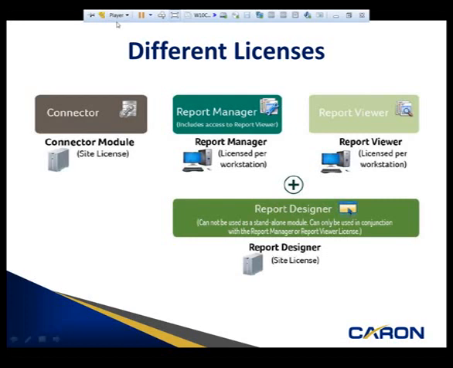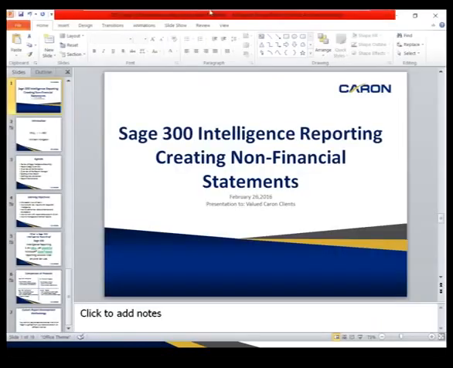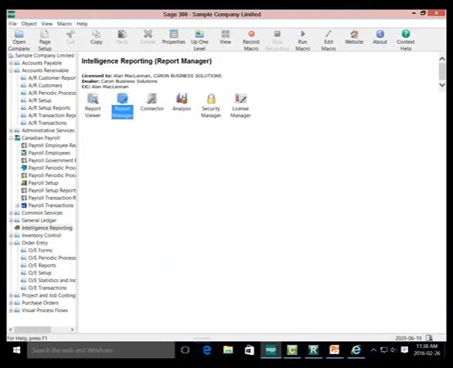Okay, we'll now move on to, let's get started. Let's go and build some reports. So what I will do is I will dive off into my Sage 300. So I would minimize this and just go into Sage 300. I would go into Intelligence and I would open up my report manager. So I've already opened it up just to speed up things a little bit.